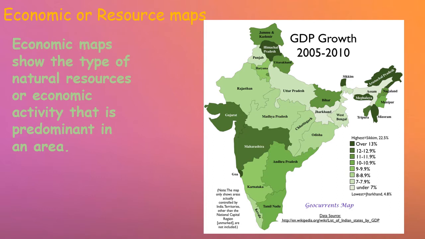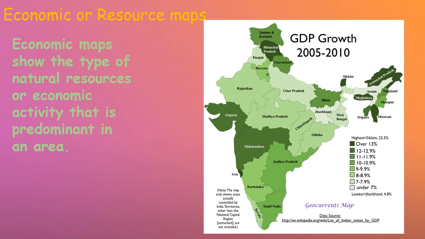What is predominant? Predominant means main element. Let's say oil is the main element over a region. These economic maps help us to understand how that oil contributes to the economic activity for that particular region. An economic map therefore illustrates various economic activities that take place in a particular area. I hope you understood what economic maps are.